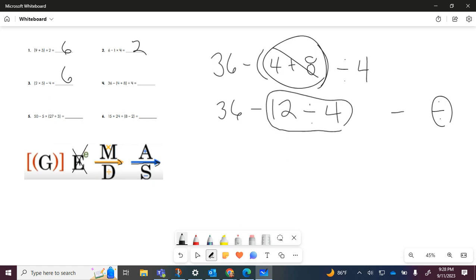So I know 12 divided by 4. I know 4 goes into 12 3 times. I'm going to cross that out and bring everything else down. 36 minus 3 would give me 33. All right, let's erase this.